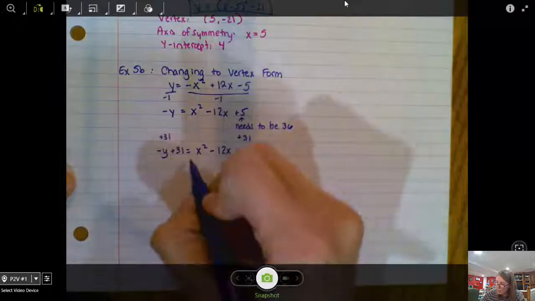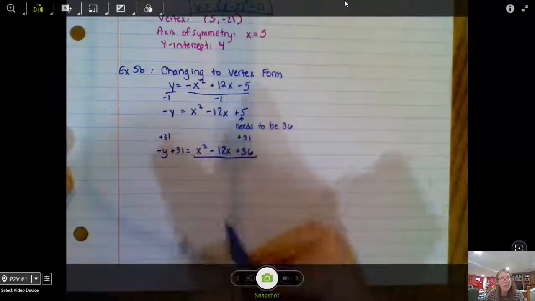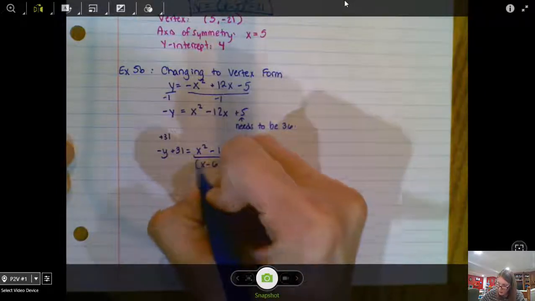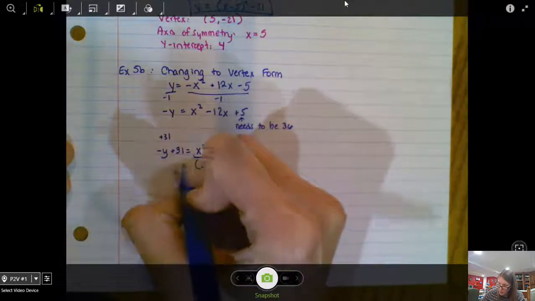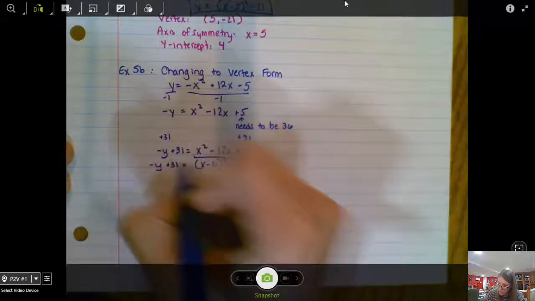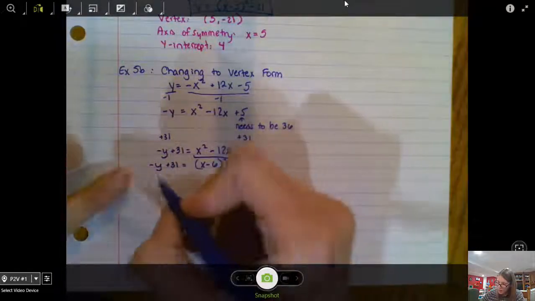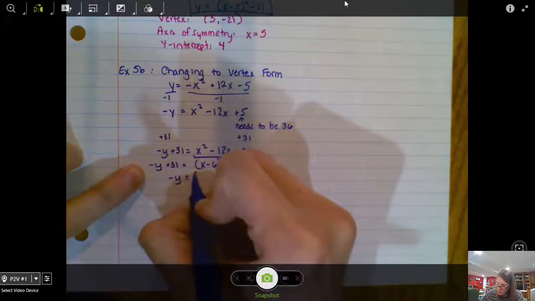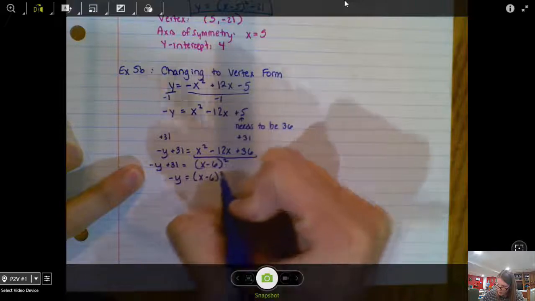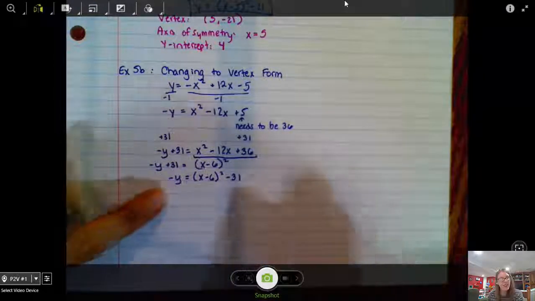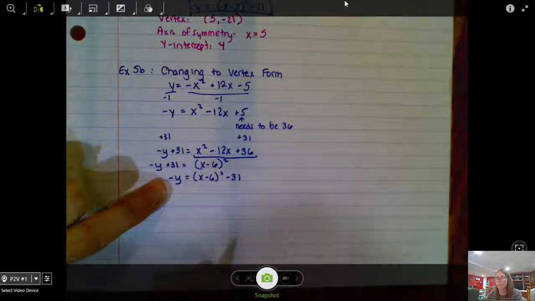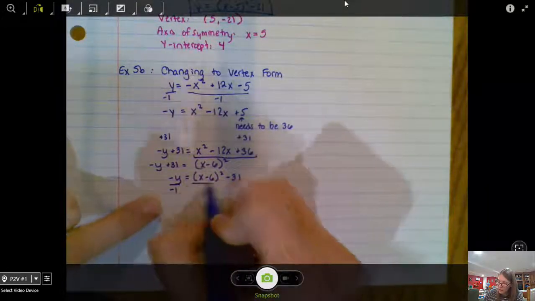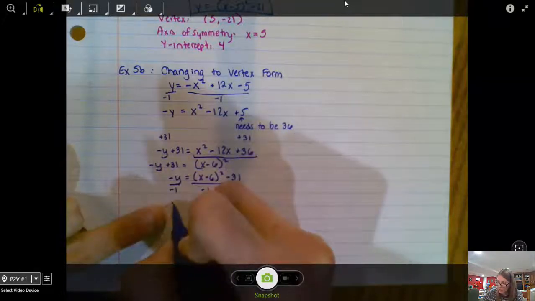All right, well, x squared minus 12x plus 36, that's a perfect square trinomial now. It's x minus 6 squared. And to get y by itself, I'm going to subtract 31 first. But I still have a negative over here. Negative y equals. I need what y equals. So divide both sides of my equation by negative 1 to get y by itself.